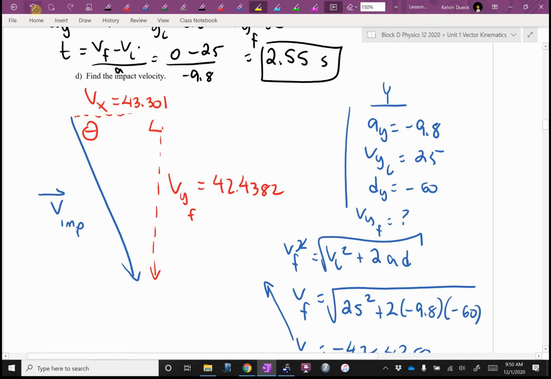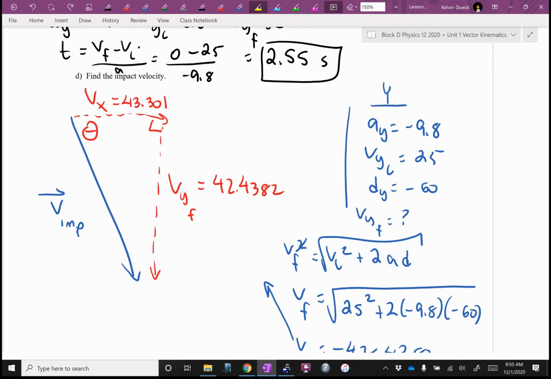Let's do it this way, Mr. Dewick. There. By the way, how big is Vx? How big is Vy? I bet theta is going to be really close to 45 degrees because this is almost an isosceles triangle. They're almost the same side, not quite. So if I get an answer for theta of like 68 degrees, I've messed up.